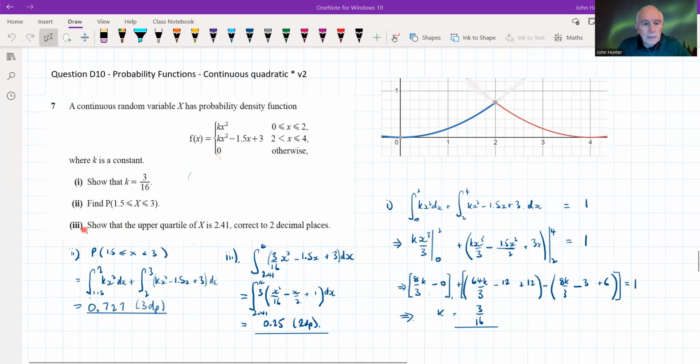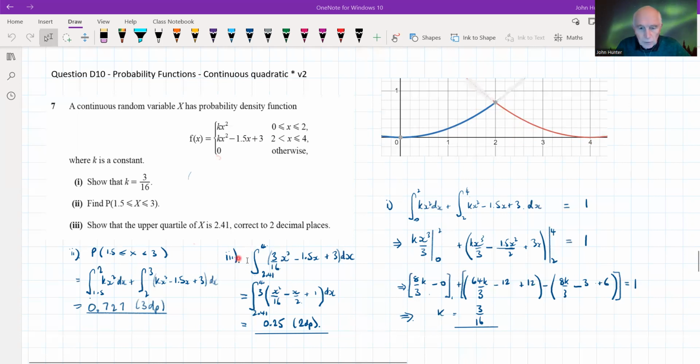Okay, so that's the second part, and then show that the upper quartile of x is 2.41, correct to 2 decimal places. Well, if it is 2.41, which would be about here, this would mean that the area underneath from 2.41 up to 4, actually up to infinity, but it goes to 0 after 4. So let's just confine ourselves to 4. From 2.41 up to 4, that area would be a quarter. Given that the total area underneath the whole thing is 1, this would be a quarter of it. And that's what we mean by this 2.41 being the upper quartile.